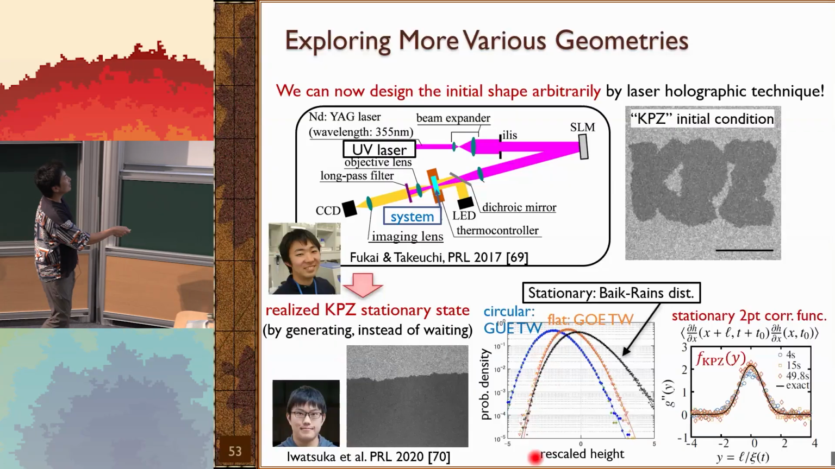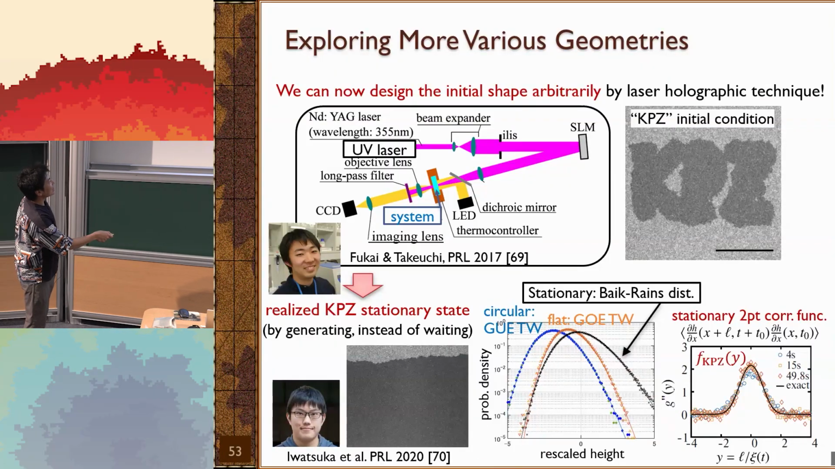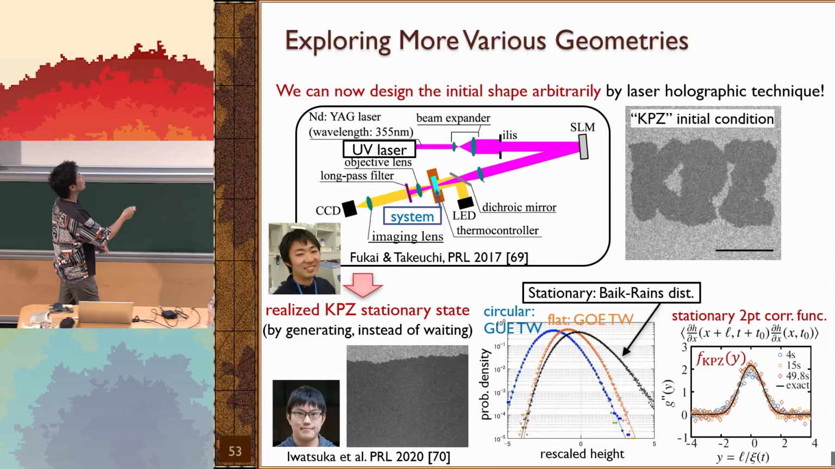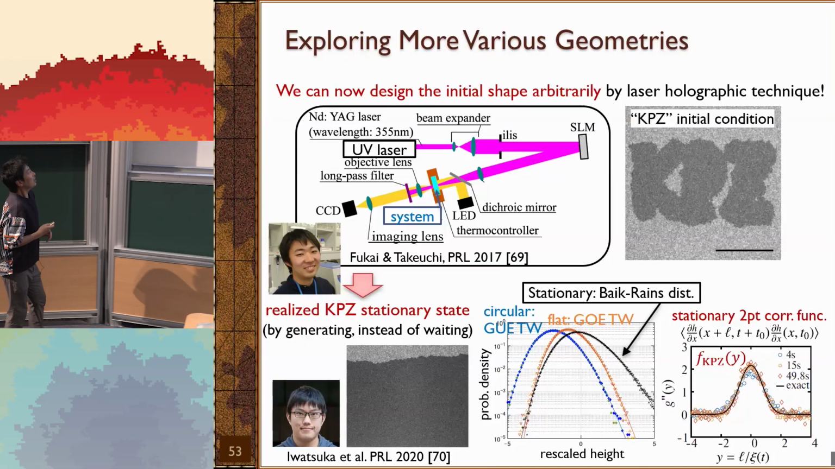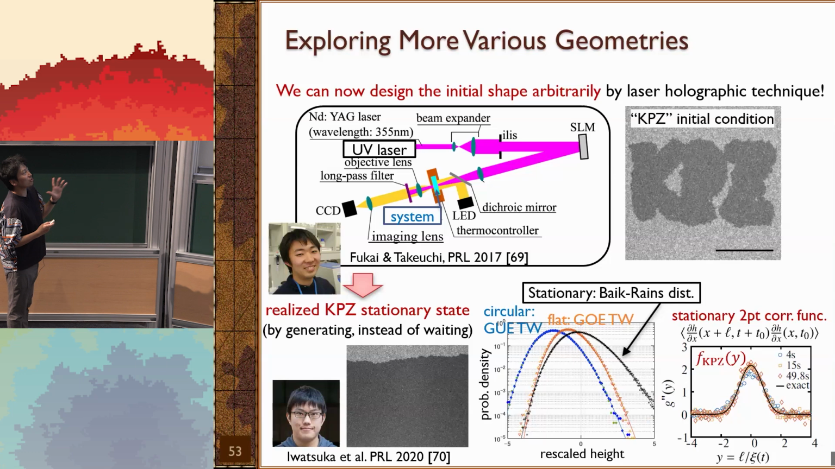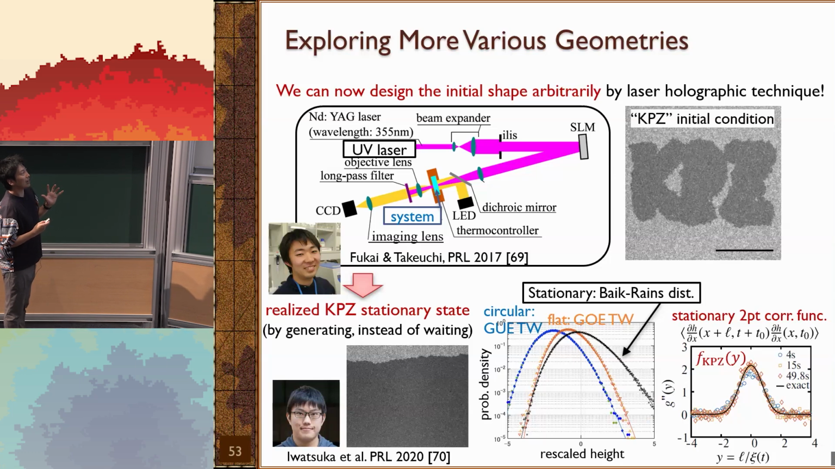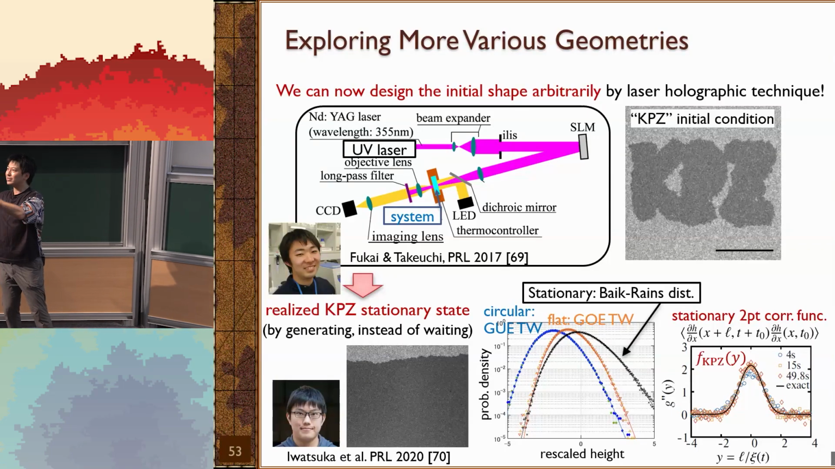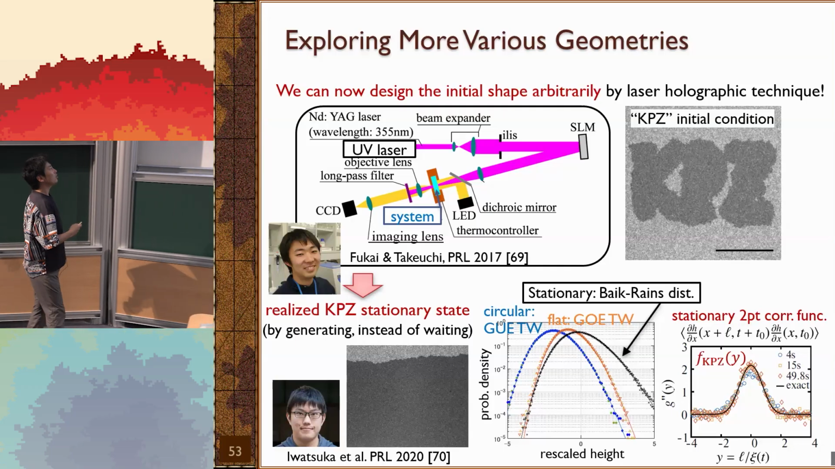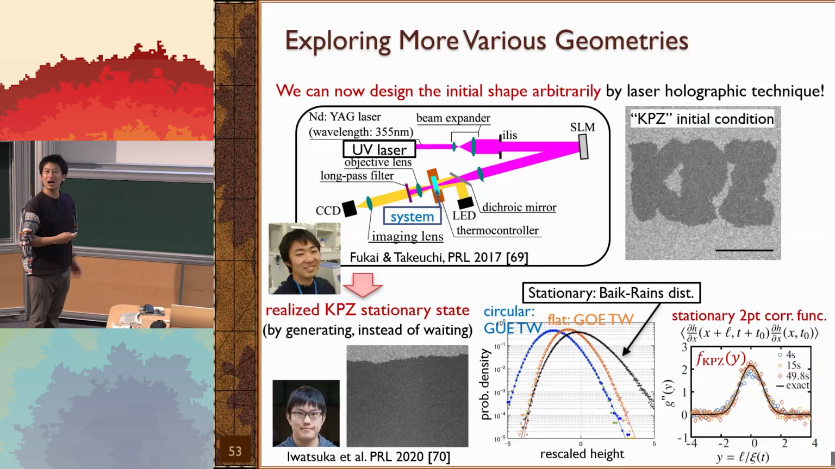And indeed, we found the Baik-Rains distribution for the stationary case, and the two-point correlation function for different positions and different times was also evaluated. I mean, an exact solution was obtained. And this was also confirmed by experimental data. Okay, and one natural question was, I showed that different initial conditions may lead to different statistical properties. So what happens for general, arbitrary initial conditions?